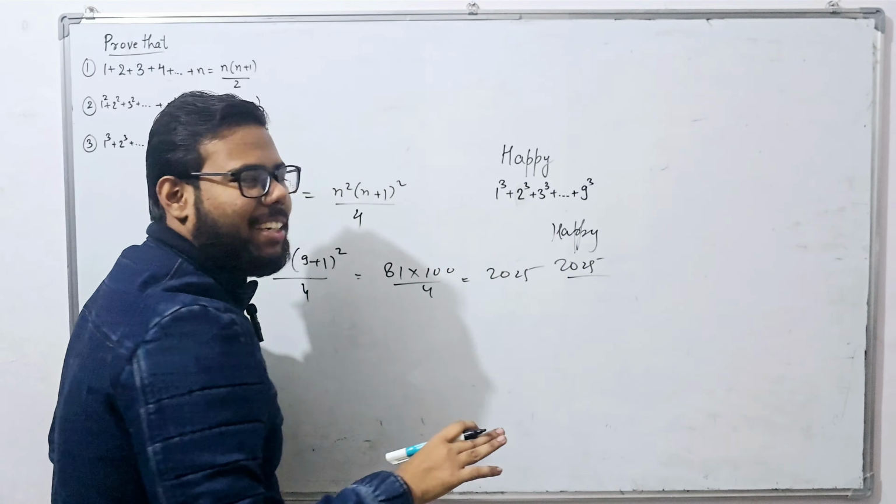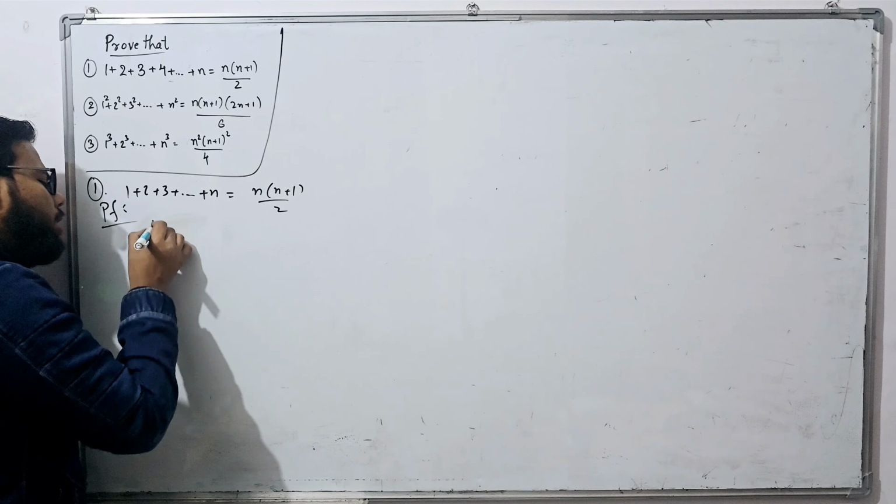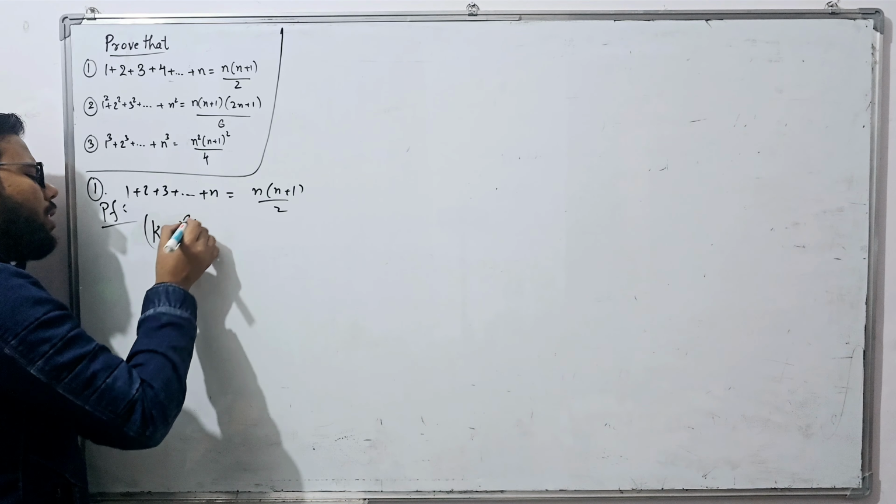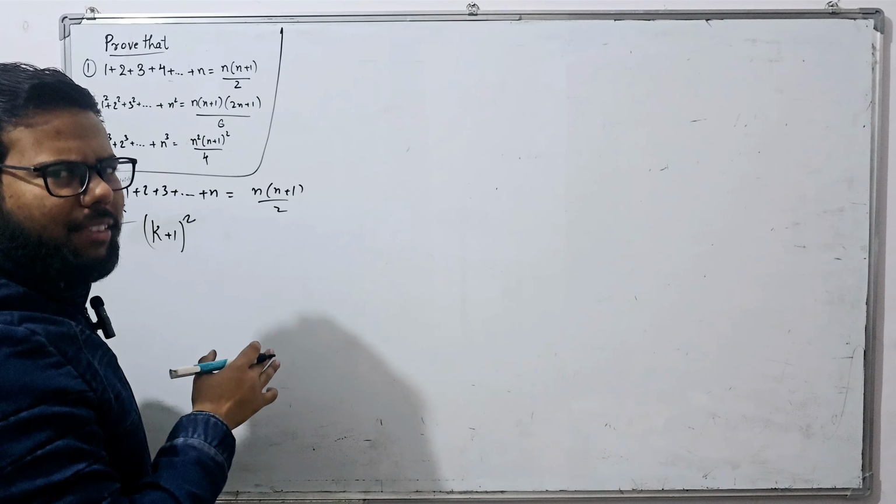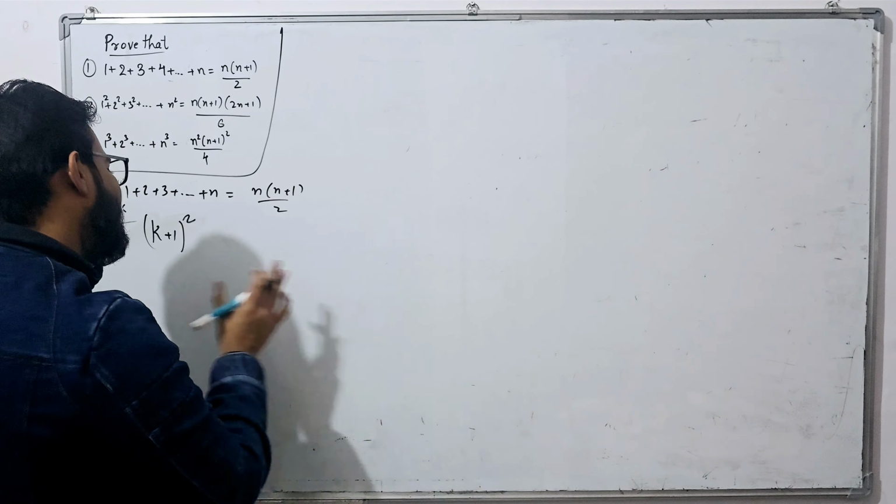Okay. So now I will erase all this and we will see the derivation of all this. Of course, we will not use mathematical induction, we will use algebra. So let's start with the first one, that is 1 plus 2 plus 3 and so on until n is equal to n times n plus 1 by 2. To derive this expression using algebra, we are going to assume the expression k plus 1 whole square. Don't worry about why I have assumed it, just write it.